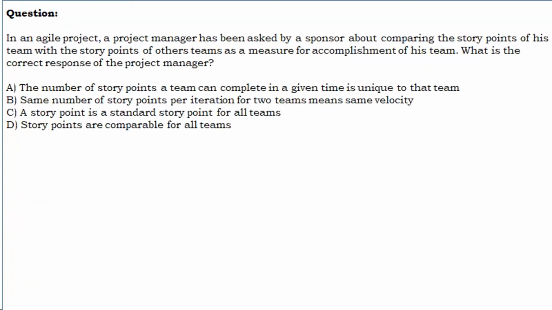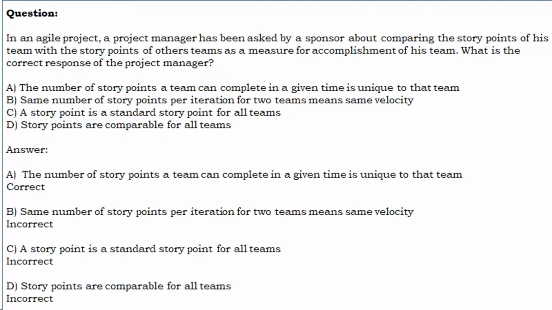In an Agile project, a project manager has been asked by a sponsor about comparing the story points of his team with the story points of others' teams as a measure for accomplishment of his team. What is the correct response of the project manager? A. The number of story points a team can complete in a given time is unique to that team. B. Same number of story points per iteration for two teams means same velocity. C. A story point is a standard story point for all teams. D. Story points are comparable for all teams. Let us see the answer.